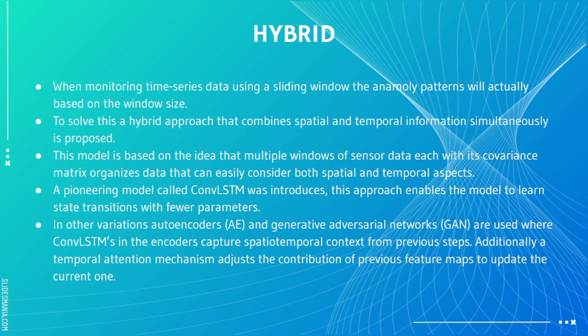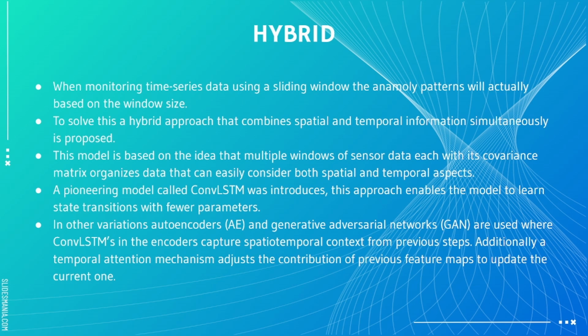Hybrid models imply combining two specific models to get a new model. When monitoring time series data using a sliding window, the anomaly patterns will actually depend on the window size. To solve this, a hybrid approach that combines spatial and temporal information simultaneously is proposed. This model is based on the idea that multiple windows of sensor data, each with its covariance matrix, organizes data that can easily consider both spatial and temporal aspects.